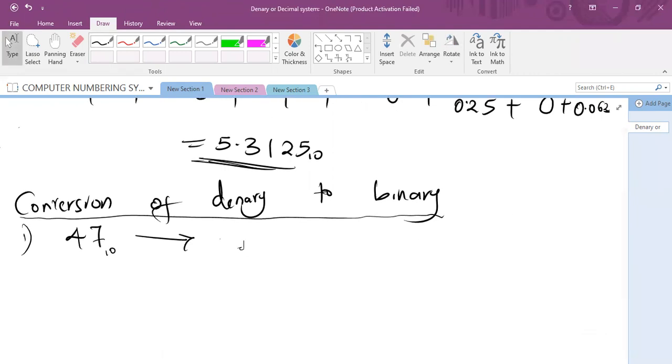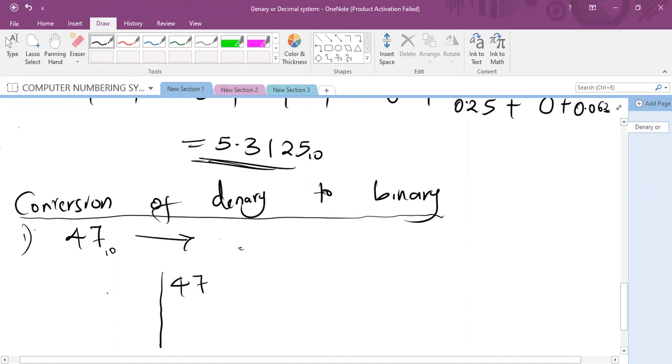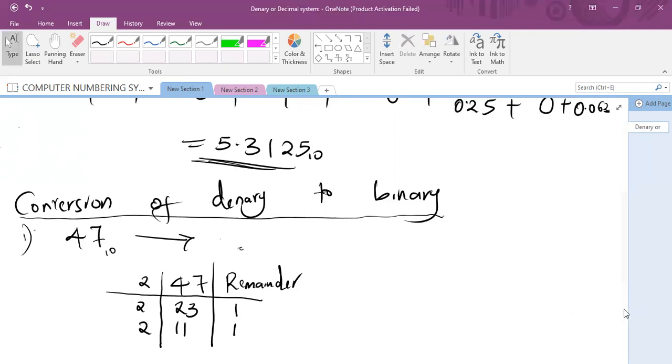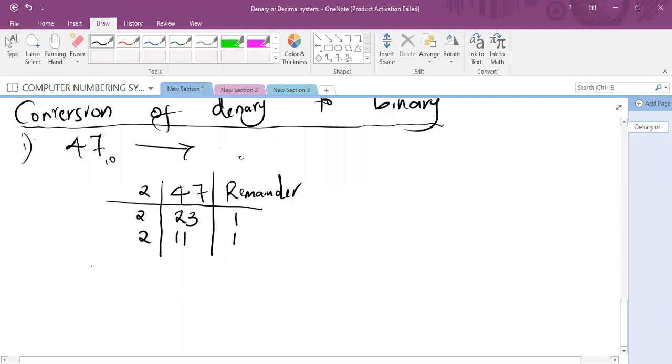We will be dividing 47 by 2 and then noting the remainder. So I have 47 over here. Then I am going to carry out division with 2, and on this other side, I am going to note the remainder. So 47 divided by 2, we will have 23, and we will have a remainder of 1. Then 23 divided by 2 goes 11 times, we'll have a remainder of 1. Then 11 divided by 2 goes 5 times, we have a remainder of 1.